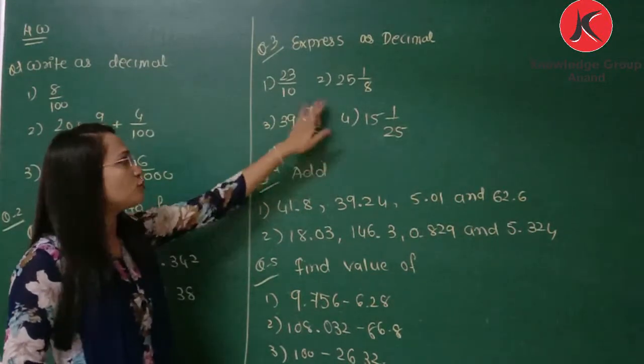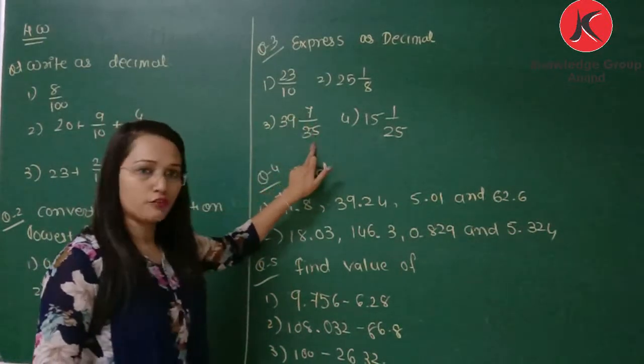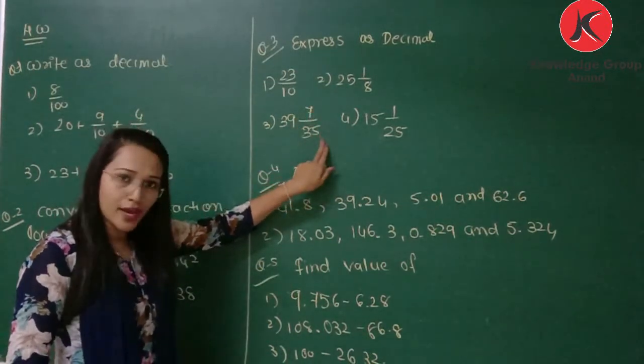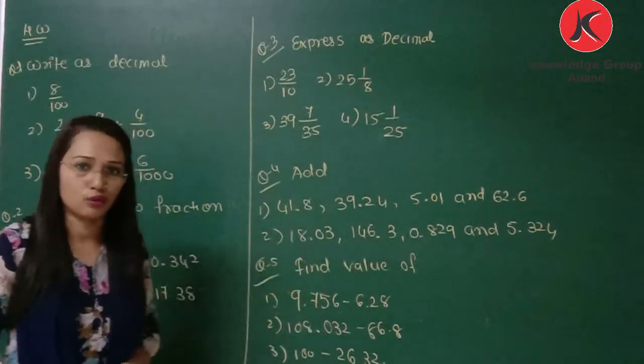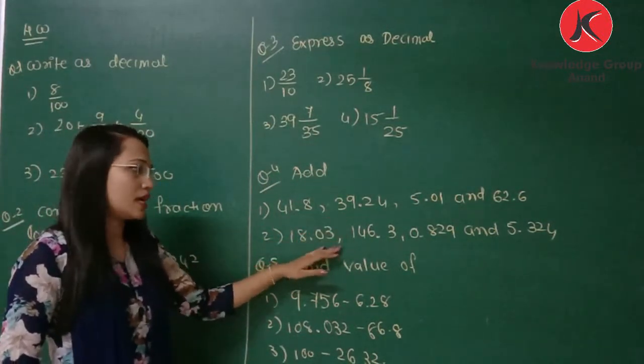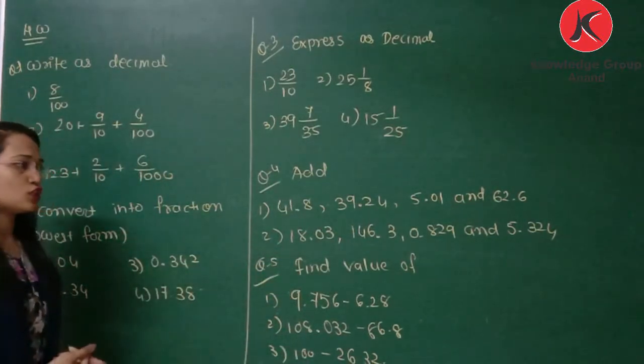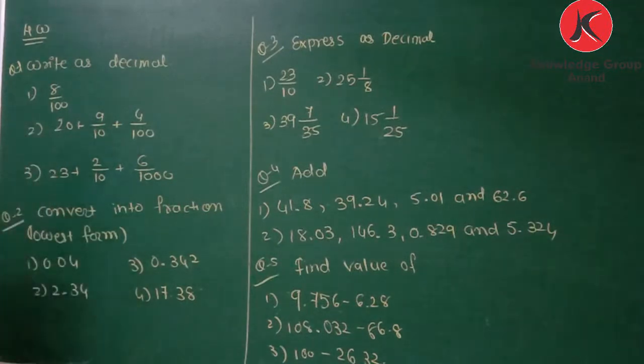If there is a confusion in this, here it is 7 by 35. So 7 5s are 35 will be cancelled out. So it is 1 by 5. And now convert 1 by 5 into a decimal. Clear? Now here add these 4 decimals. The second question is the same and find the value. Means here you need to perform the subtraction of these decimal numbers.